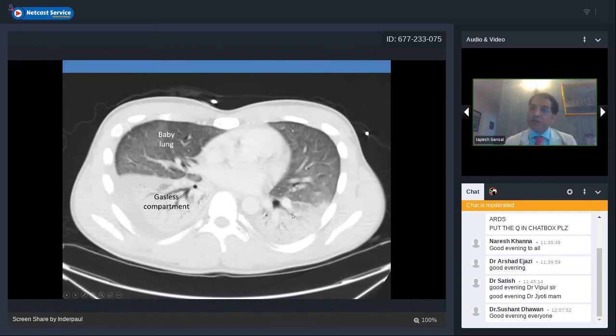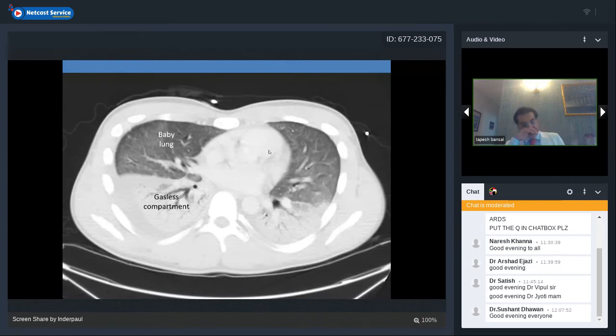So that should be clear to everybody, the concept of baby lung, because many of these students think baby lung is a separate, clear part of the lung, and that is not correct. It is a functional concept that is there of baby lung. And so that is all I wanted to add.